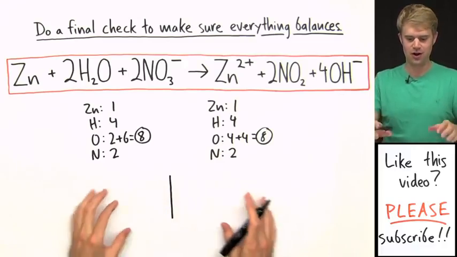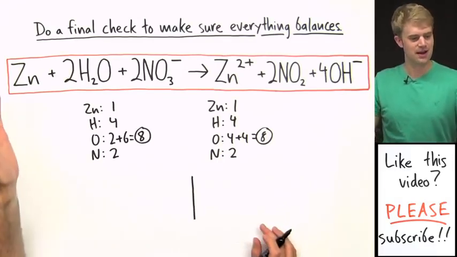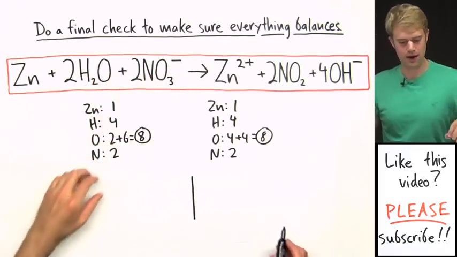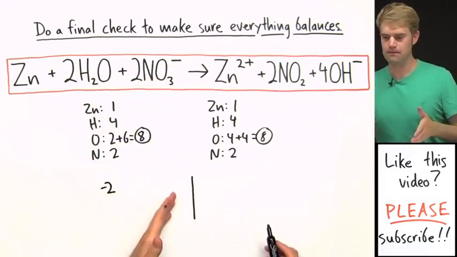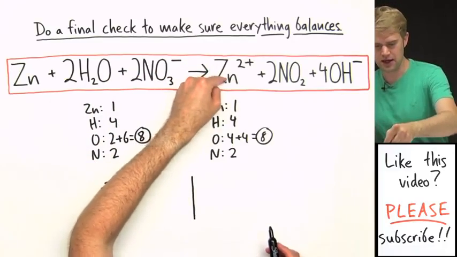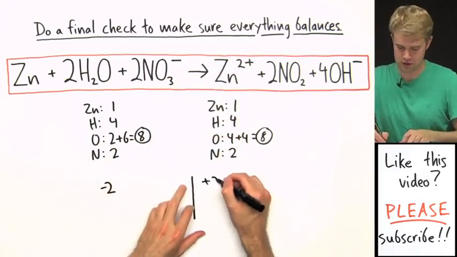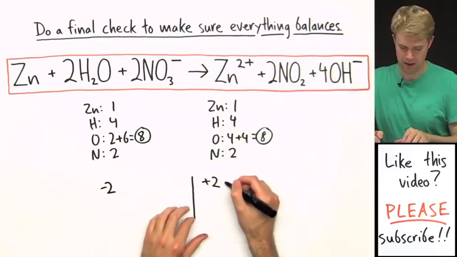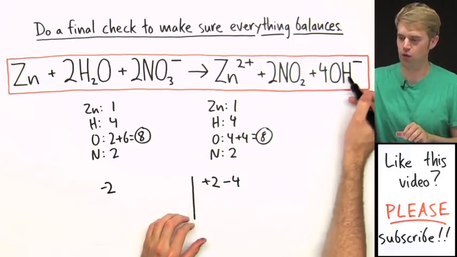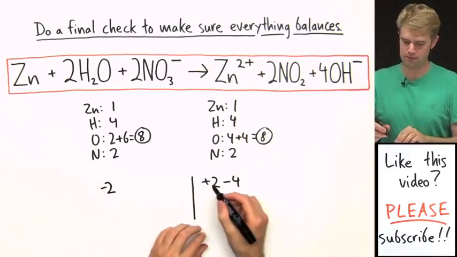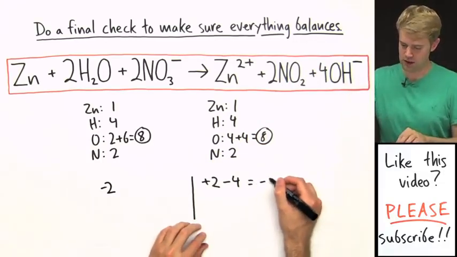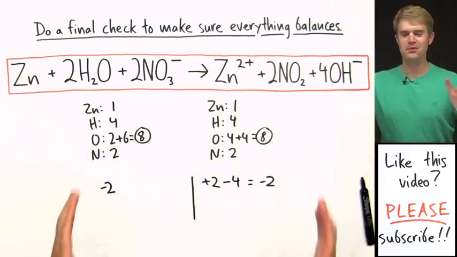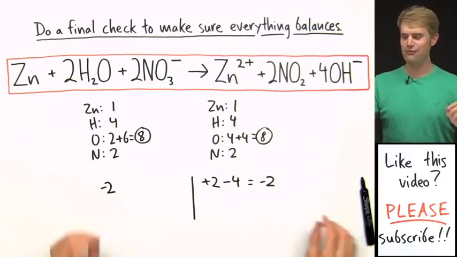All right. Let's take a look at the charges on the two sides of the equation. Here I have no charge, 2 NO3 minus, so that's going to be minus 2 of charge here. And then I have Zn2+, so I have plus 2. And then I have 4 OH minus, so that's going to be minus 4, because I have 4 of these and they're each minus 1. Plus 2 minus 4 equals minus 2. Minus 2 here, minus 2 here, the charges balance. So I did everything right.